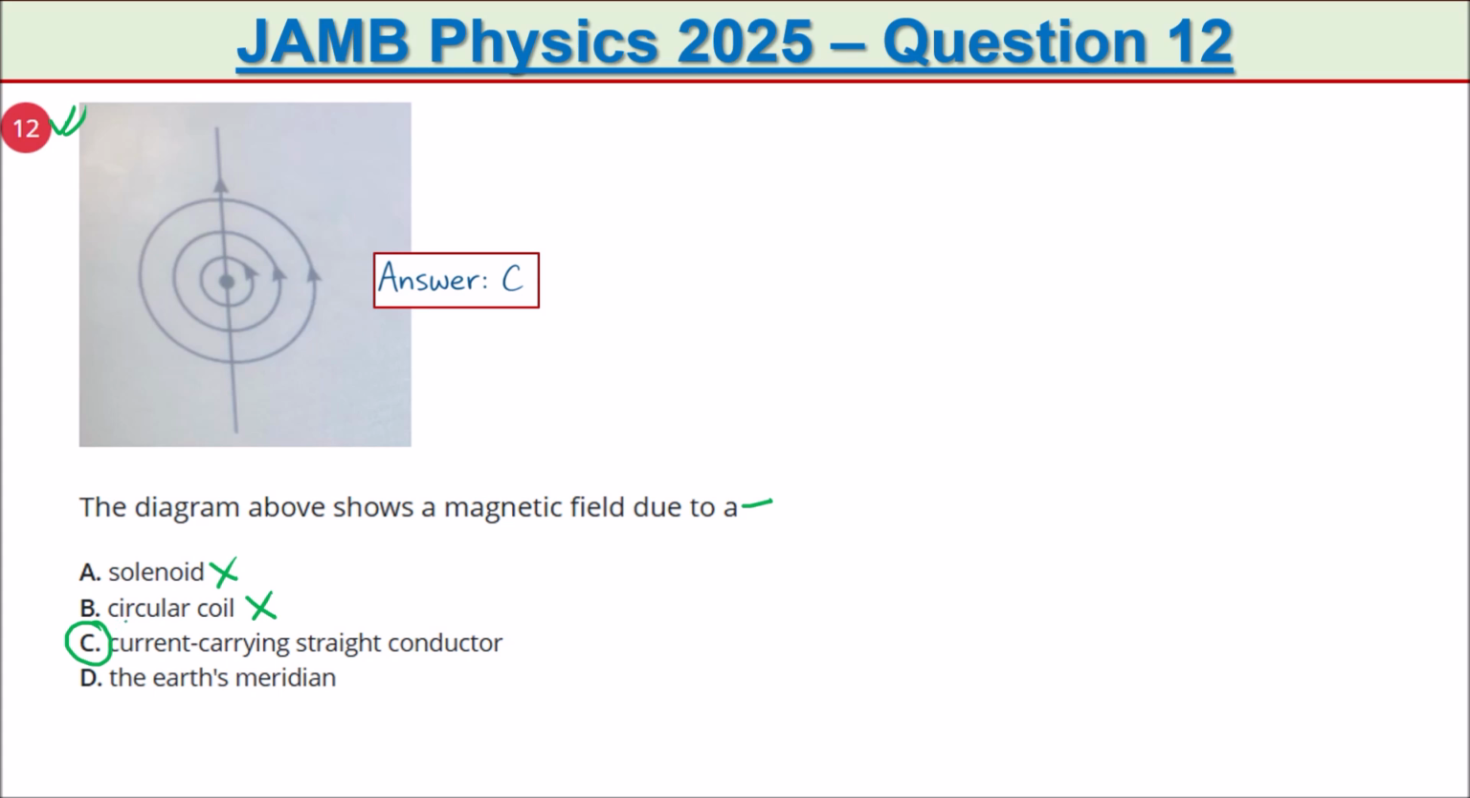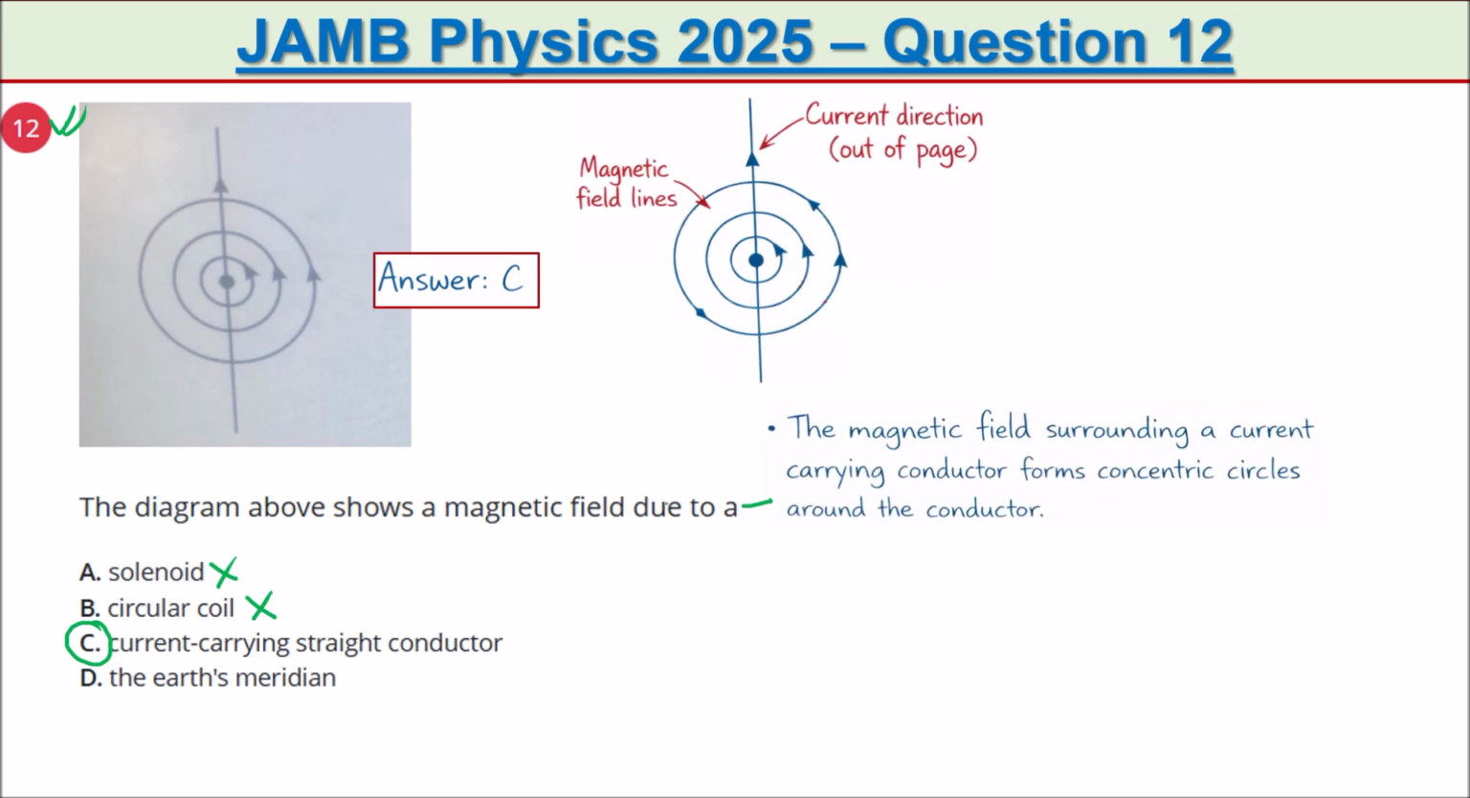But what I want you to understand are the dynamics. Why are we saying the answer is C? Where is it coming from? There are three things students needed to know here for them to know that the answer is C. Number one is to know that the field surrounding a current carrying conductor forms concentric circles around the conductor. That's number one. So we can see that these are concentric circles surrounding a wire here. So this becomes our conductor and this becomes our field. Why? Concentric circles around the conductor.